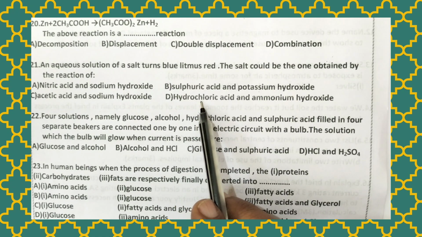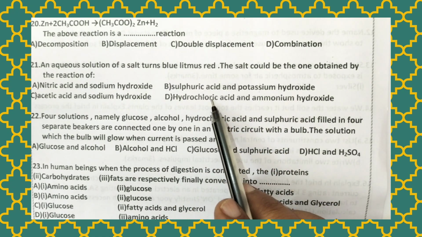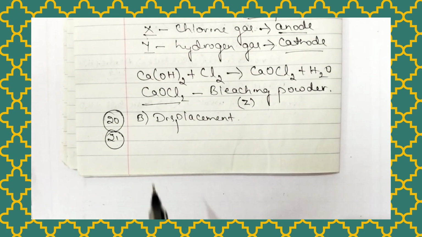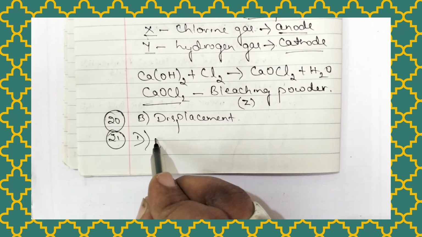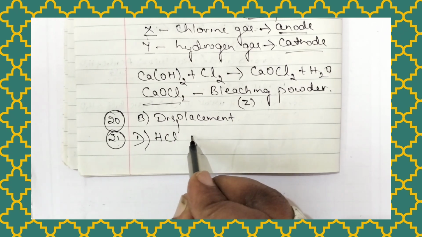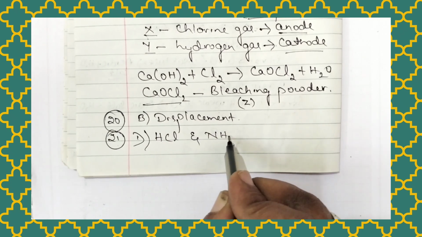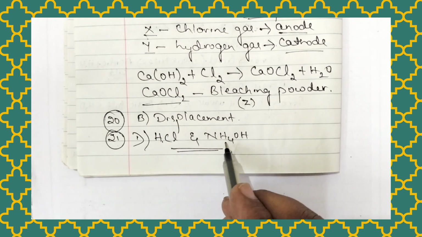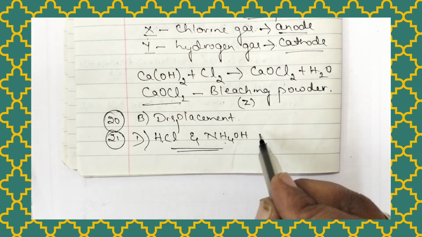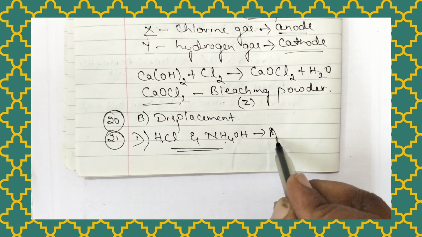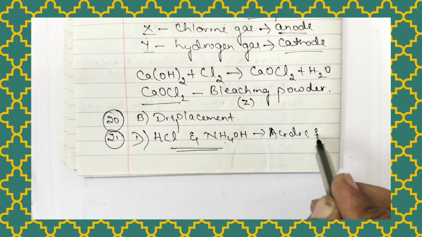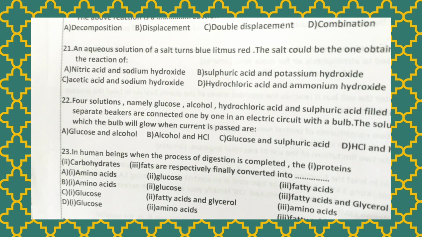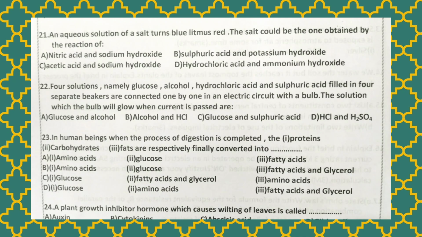Here this is a strong acid and this is a weak base. With a strong acid and a weak base, we get an acidic salt. So the right option is: the acid should be strong, HCl is strong, and ammonium hydroxide NH4OH is a weak base. So option B: hydrochloric acid, a strong acid, reacts with a weak base, ammonium hydroxide, to form an acidic salt. This acidic salt will turn blue litmus red. So that is for 21. Now let us move to the 22nd question.